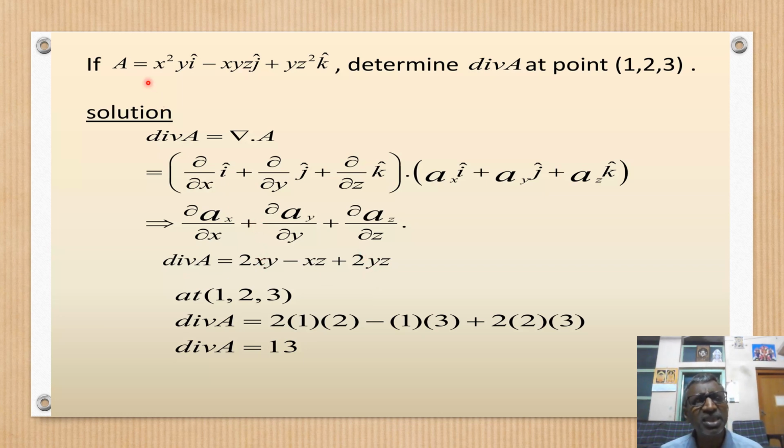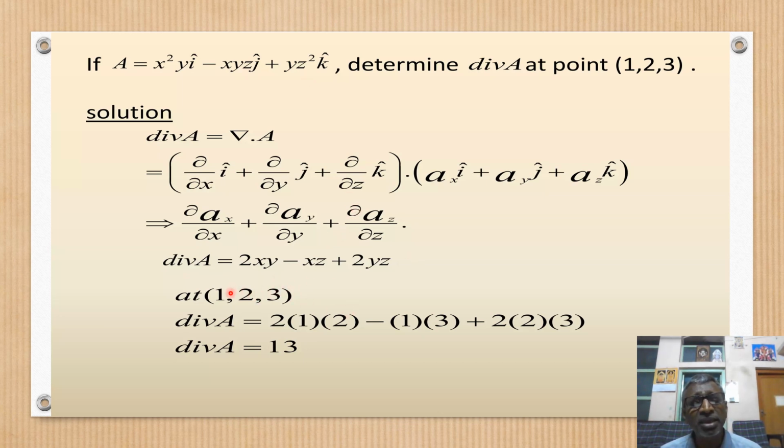Now you differentiate with respect to x, I am going to get 2xy. With respect to y, I am going to get minus xz, and with respect to z, I am going to get 2xyz. So therefore this is the divergence.